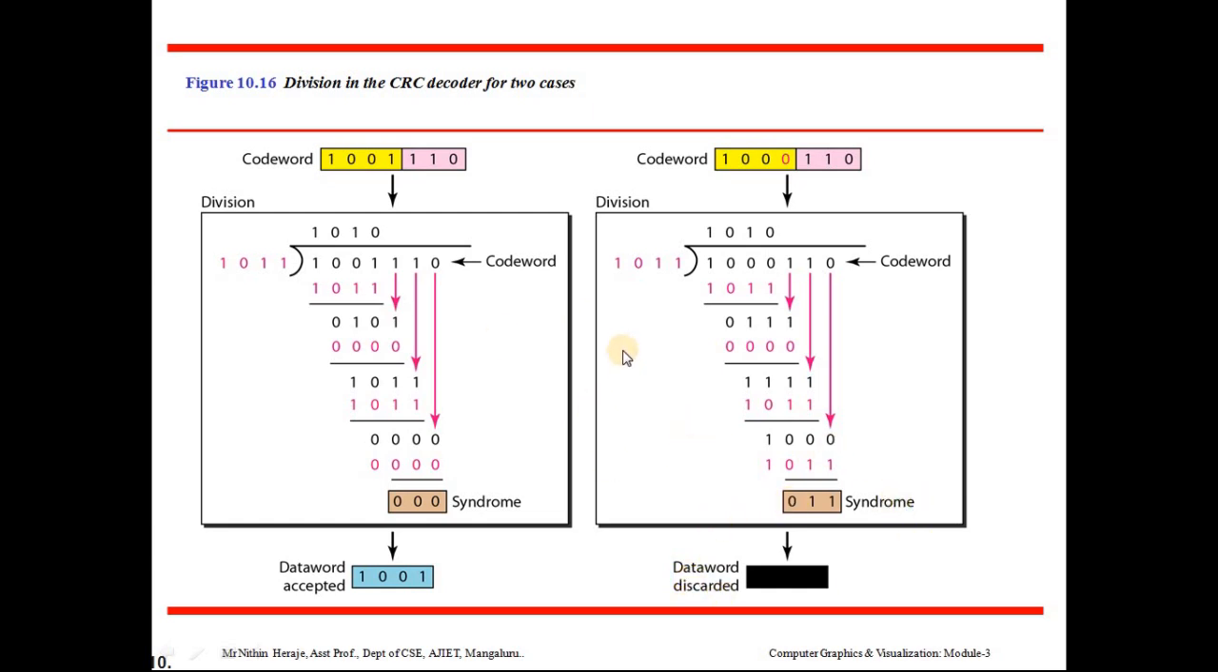All right. So I hope you have understood this part, that is the CRC, cyclic redundancy check. In that we have looked into the encoder and decoder parts. I hope I have made it clear. In the next part, we are going to study CRC polynomials.